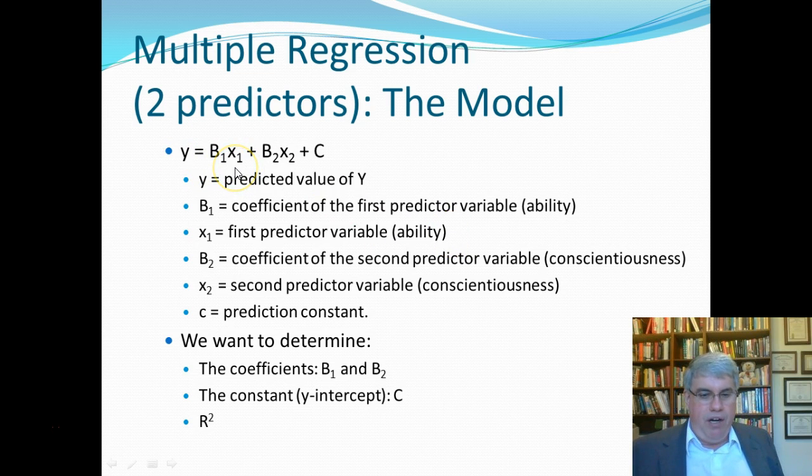So this x1 is the first predictor variable that we're looking at. B2 is the coefficient that goes with the second predictor variable. And again, what we're especially interested in is if it's positive or negative. And so x2 is the second predictor variable. That's an individual's scores on conscientiousness. And then c is a constant that we're adding to the equation. So we need to calculate from the data b1, b2, and c. And we'll get this equation. And then we also want to calculate r squared to see how much of the variability is accounted for in the data using this equation.